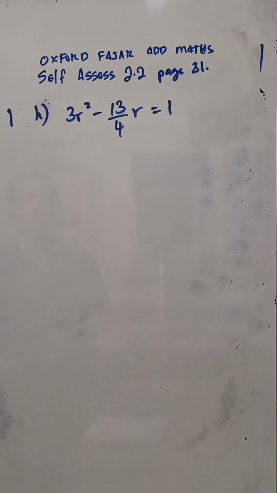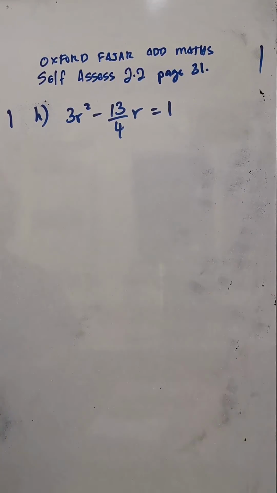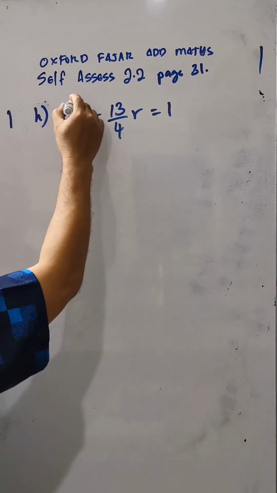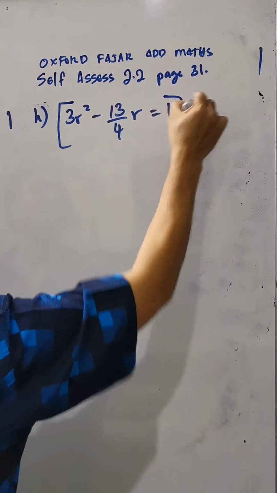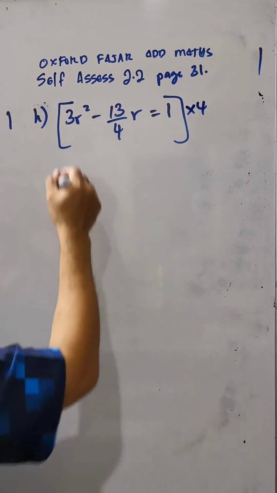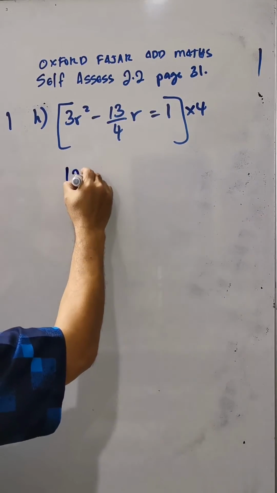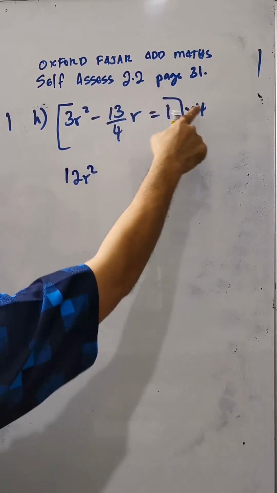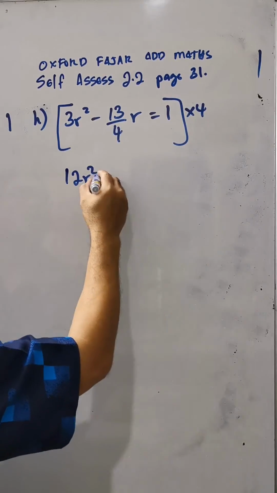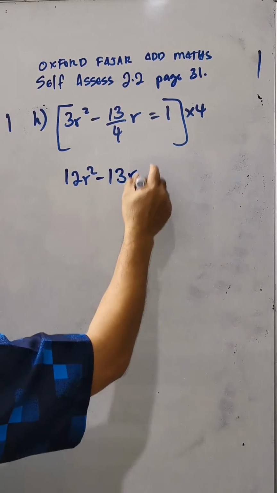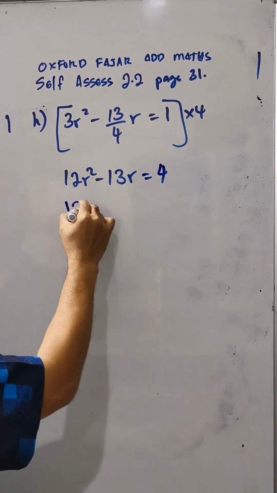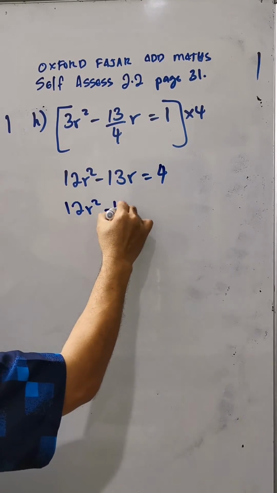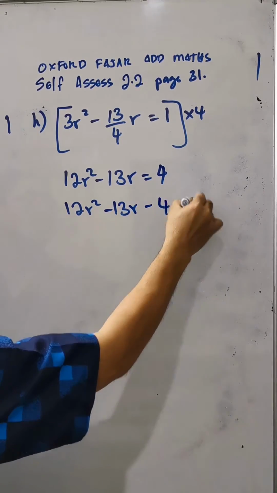Number 1H. Whenever you have a fraction like this, you eliminate the fraction. How to eliminate a fraction? You multiply everything with the same number. So multiply by 4. 4 times 3 will be 12R squared. Negative 13 over 4 times 4, you cut 4 and 4, so you have negative 13R. And then 1 times 4 will be 4. So 12R squared minus 13R minus 4 equal to 0.